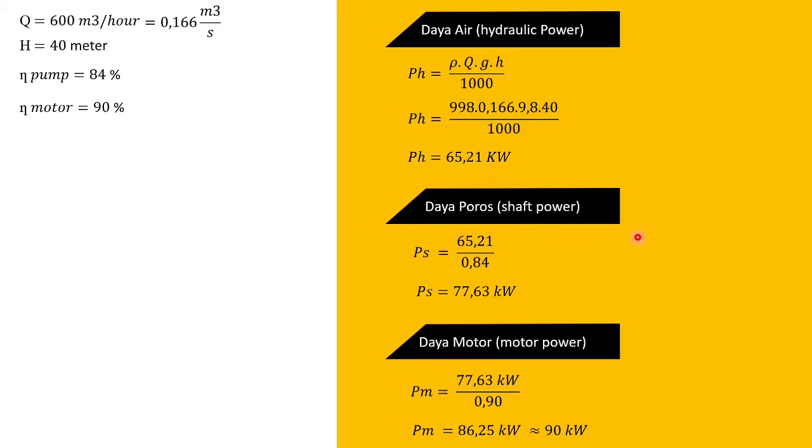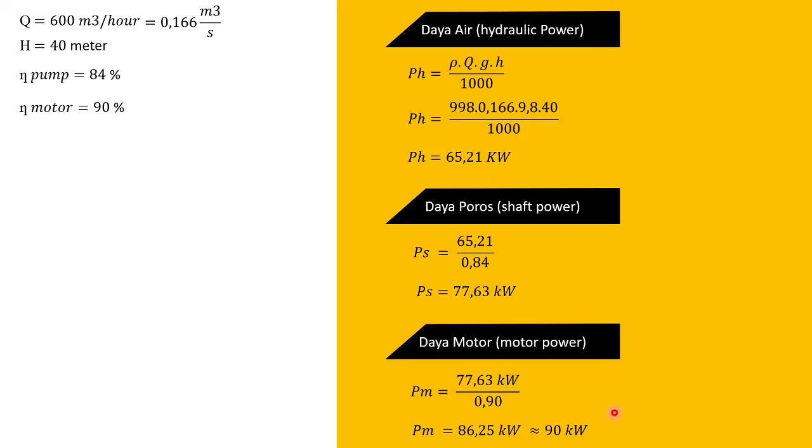So the next step is calculating the shaft power. The shaft power is equal to hydraulic power divided by pump efficiency. So in this case it is 65.21 kilowatt divided by 0.84 and the value is 77.63 kilowatt. The last is to determine the motor power and I have information that the motor efficiency is 90%. The motor power is equal to the shaft power divided by the motor efficiency and the value is 86.25 kilowatt. I rounded up to 90 kilowatt.